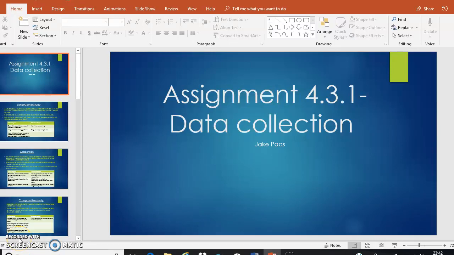So this is my assignment 4.3.1 on data collection. There are a number of different ways in which data can be collected. A research design is solely the type of study being conducted, for example experimental or cross-sectional, whereas a research method is actually what will be measured within the study. So for example, measuring VO2 max in a young female Great British gymnast.